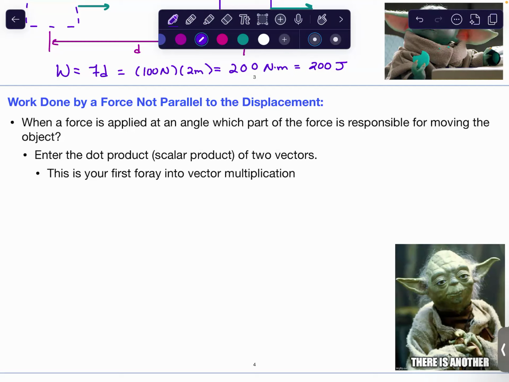However, there are two different types of vector multiplication. When we get to torque, you're going to see the vector product or the cross product. So why do you think this one is called the scalar product? It doesn't have direction. It's going to produce a magnitude. It's going to produce a number. And that number can even be positive or negative. It gives you a sense of direction, but the number itself does not have direction. It's just a magnitude.